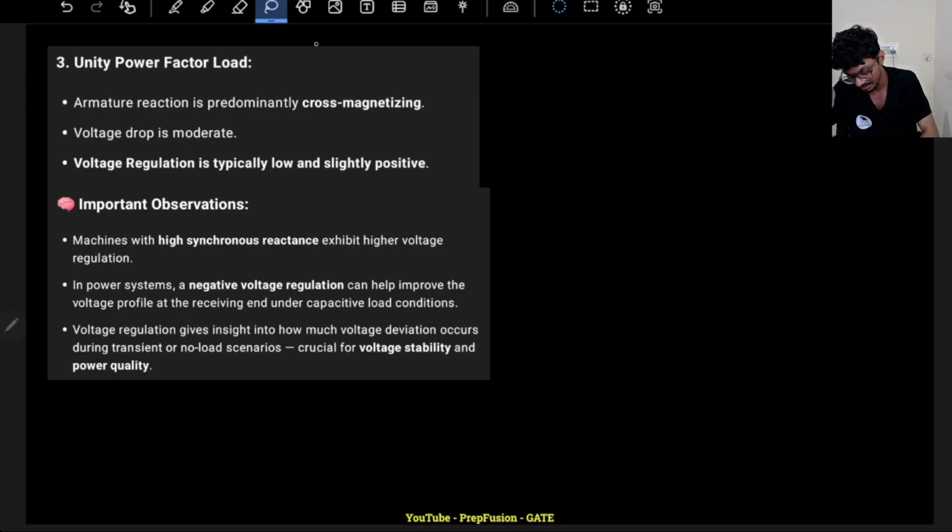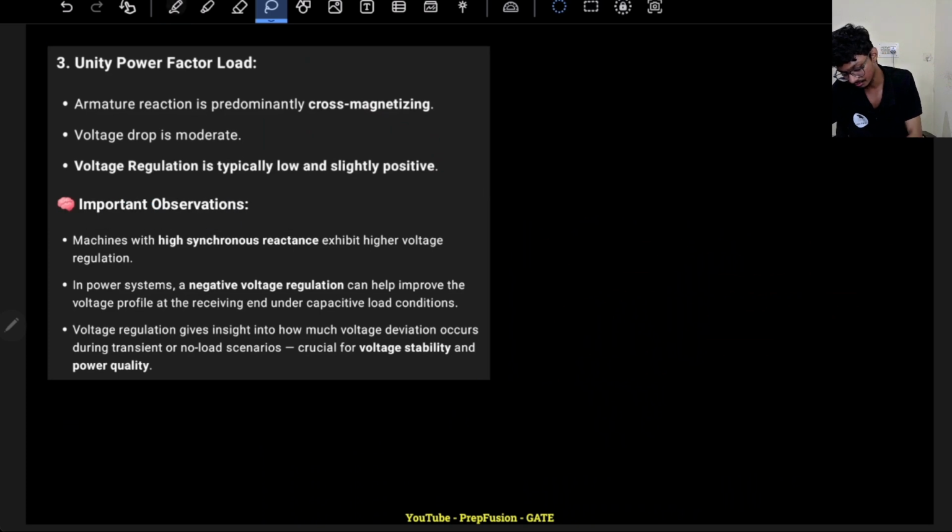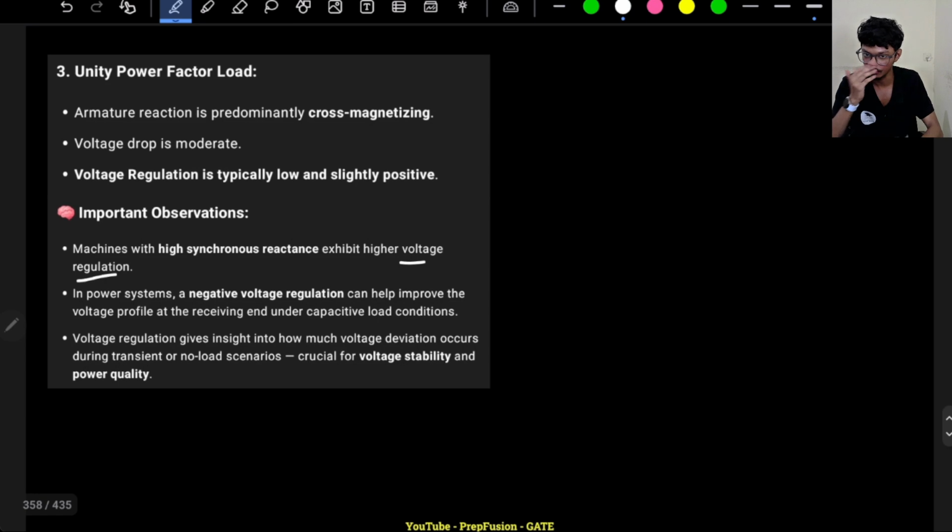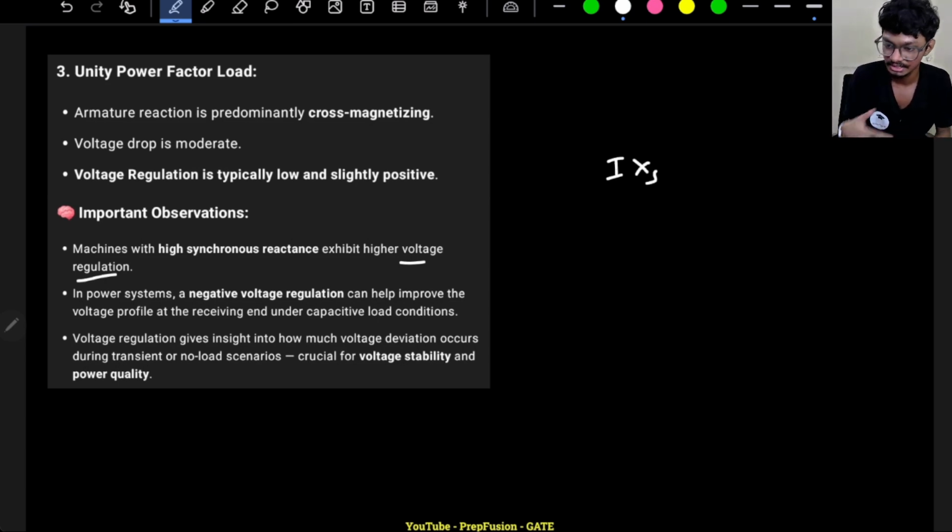A machine with higher synchronous reactance will have higher voltage drop. That's why the voltage regulation also will be high, because the difference between the voltages will be high. Because what is the drop? Drop is I into Xs. Higher the Xs, higher the drop.